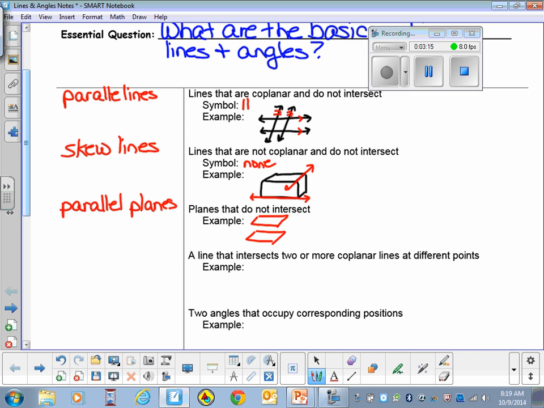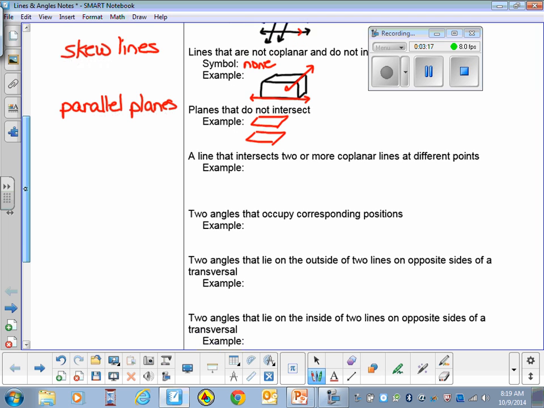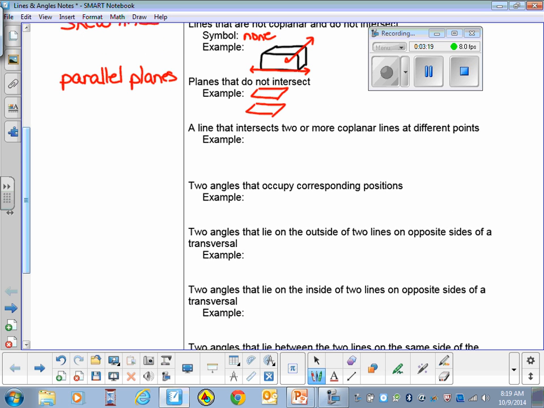A line that intersects 2 or more coplanar lines at different points. So elementary school, this is what you saw all the time. Mark these parallel, even though your teachers didn't mark them parallel in elementary school.